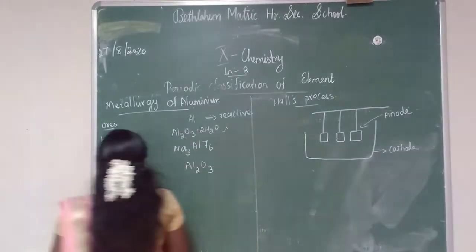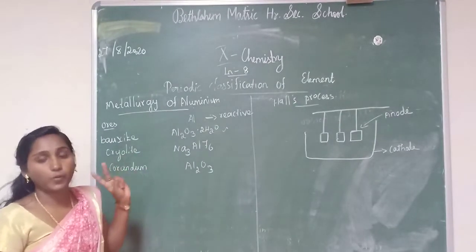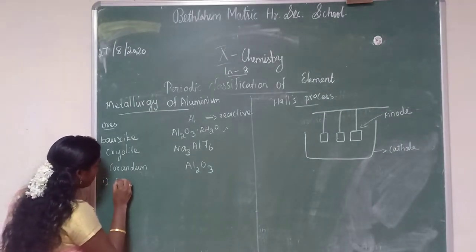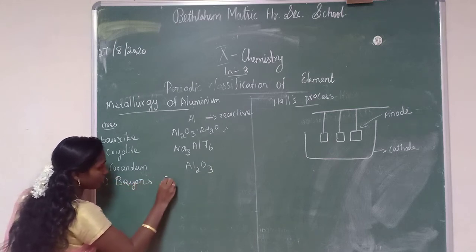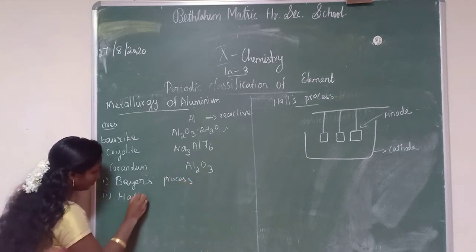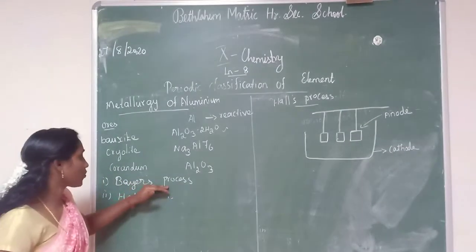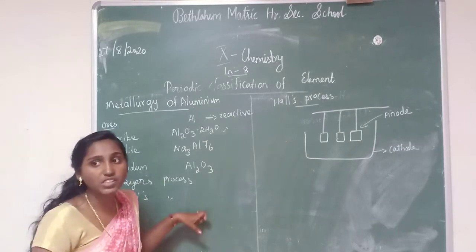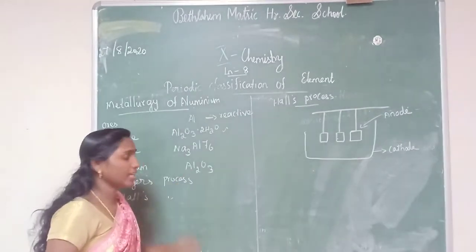Next we are going to study the conversion of alumina. You have 2 conversion methods. First one is Bayer's process. Then second one is Hall's process. So 2 steps we are going to study here, Bayer's process and Hall's process. First we can discuss Bayer's process, conversion of bauxite into alumina.